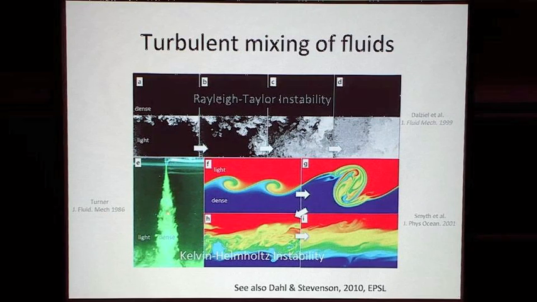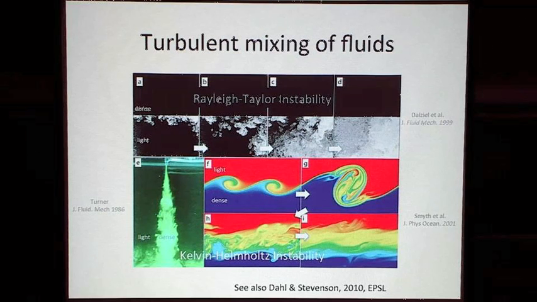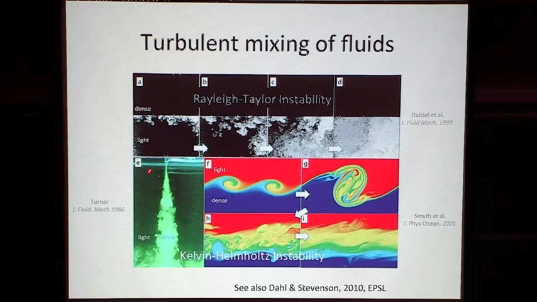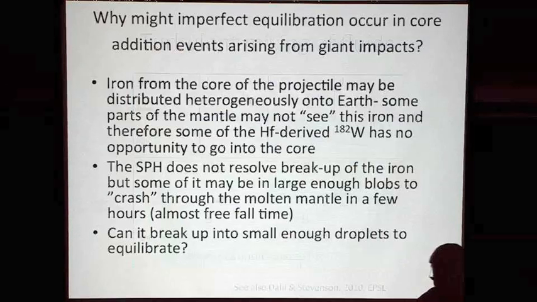And for that reason, I'm actually skeptical of some of the work that's currently being done, not yet published, where people say, let's just look at an iron blob and how it fragments and so forth. So I think this is actually not yet a fully understood problem, and it's possible for some of the iron, after a giant impact, to reach the core without equilibrating.